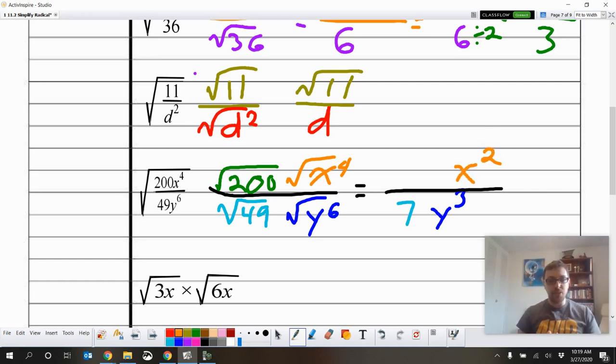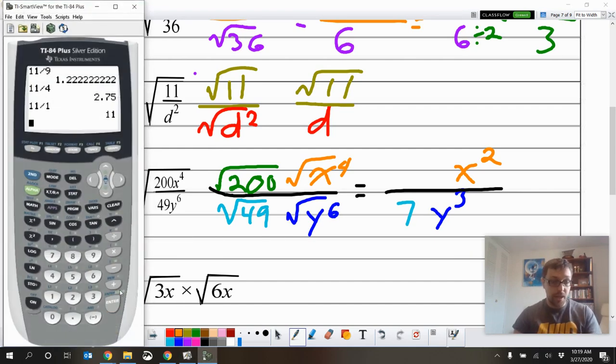And now we've got that 200. That 200, we've got to go hunting because it's not a perfect square. We can check by doing the square root of 200. And yeah, that's pretty gross. So we're going to start hunting. So we've got 200.